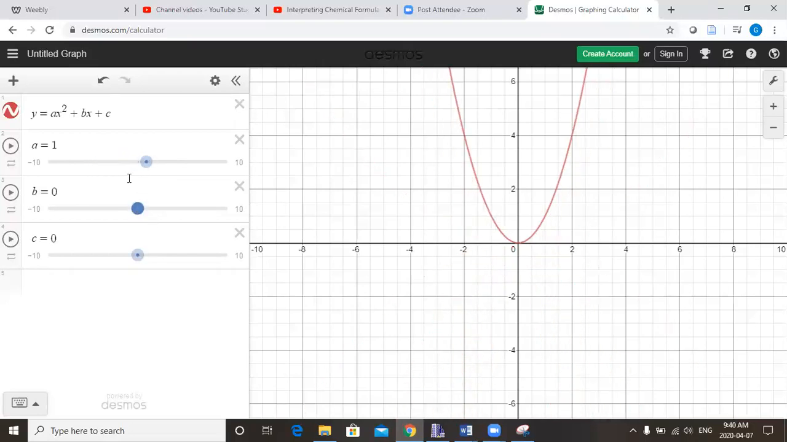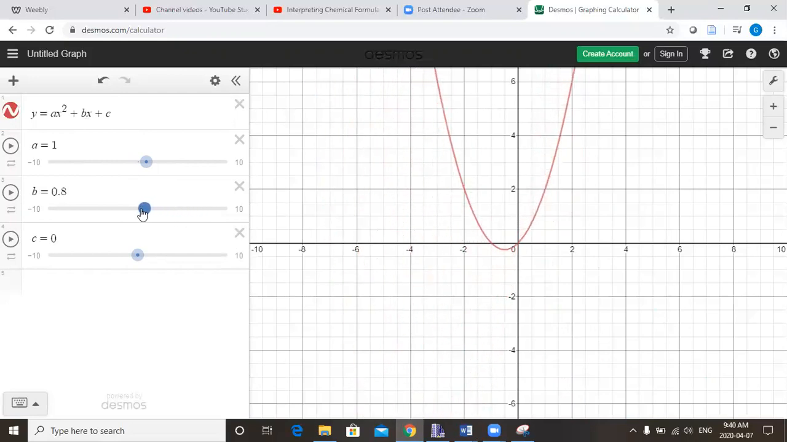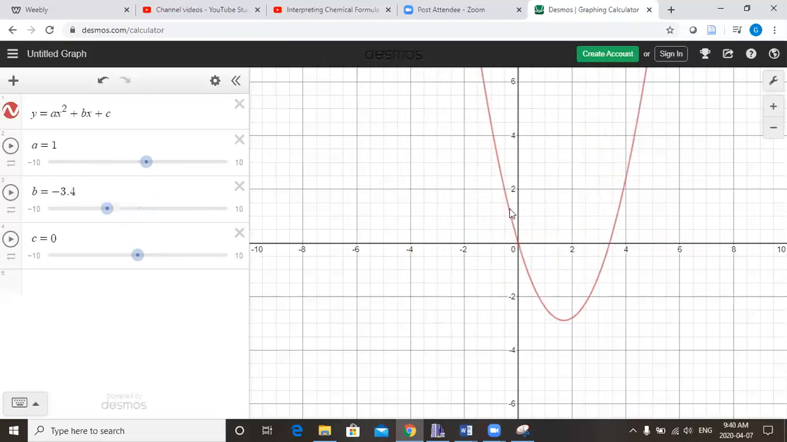The b value. The b is next to the x, so when b is positive, it shifts the parabola to the left and down. You see the vertex moves down. When it's negative, it shifts to the right and down. But the bottom line is you need to know that the b value shifts the parabola left and right. So again, positive b value shifts it to the left, negative shifts it to the right of the y-axis.